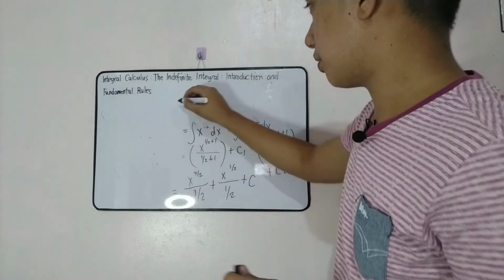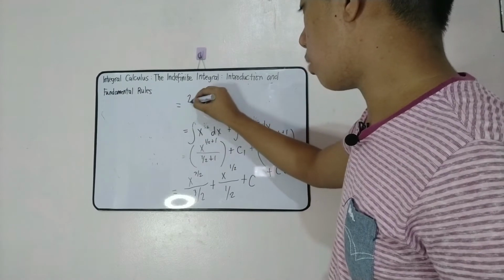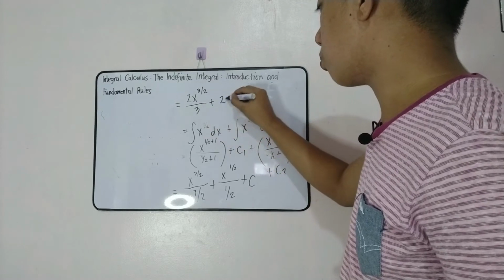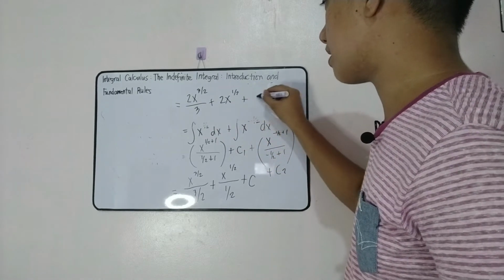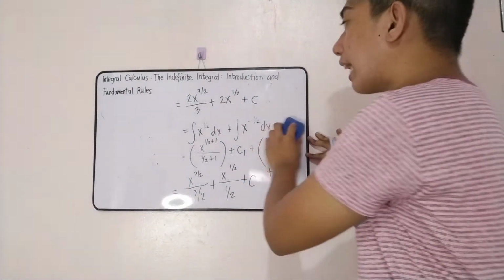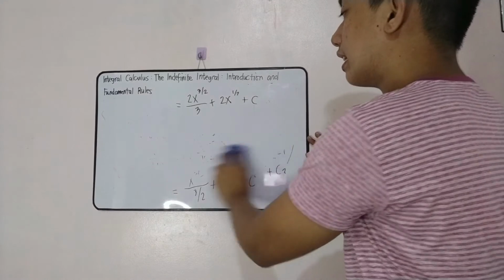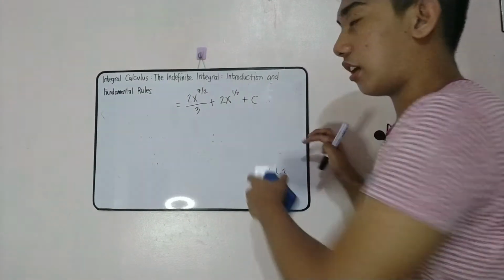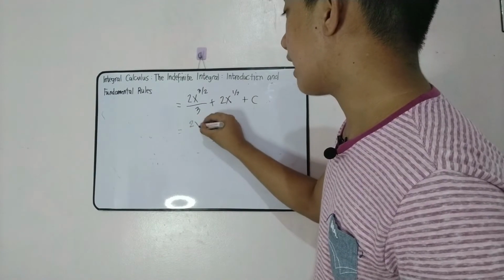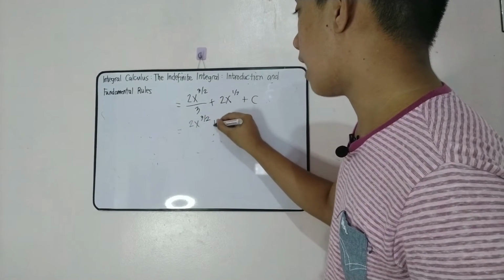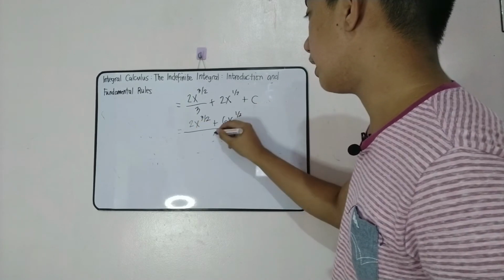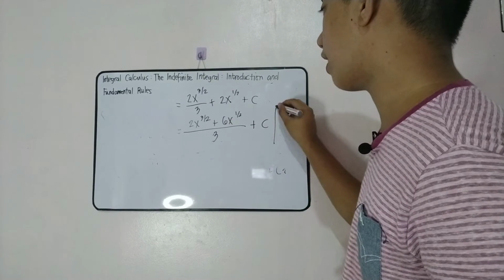Then, i-raise ko na sa taas. This becomes 2x raised to 3/2 over 3 plus 2x raised to 1/2 plus c. This can be your final answer, pero yung sa akin, pwede ko naman siyang LCD. So, 2x raised to 3/2 plus 3 times 2 can be 6x raised to 1/2 over 3 plus c. This can be your final answer.